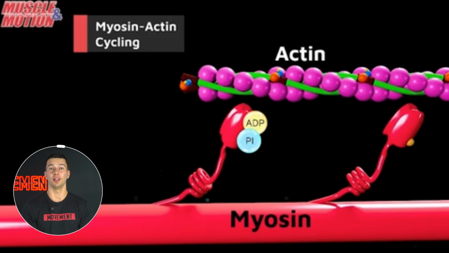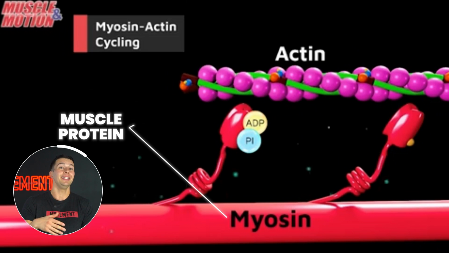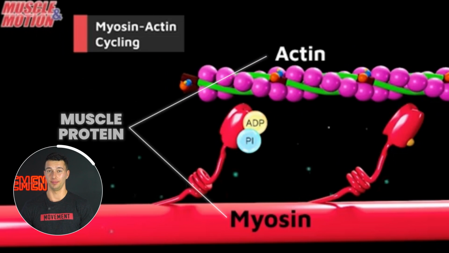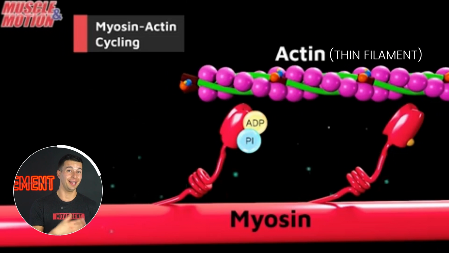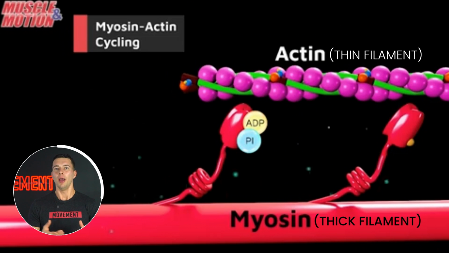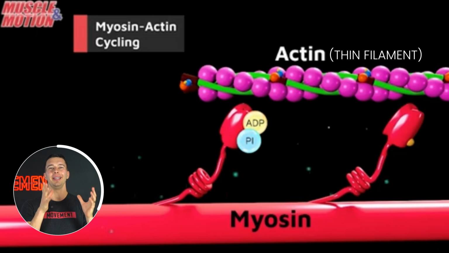And we're seeing a few different things. We're seeing the myosin, which is a muscle protein. We're seeing the actin, which is a muscle protein. The actin is what we call the thin filament, and the myosin is the thick filament because it's thicker. Now, if we look at the actin, the thin filament, what you can see on there is that there's those dots. And if we look at the actin, we can see two things on that actin.